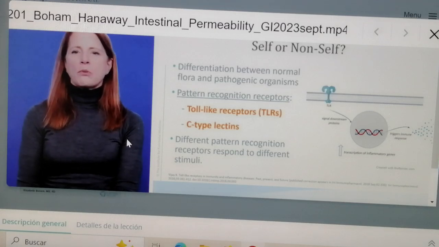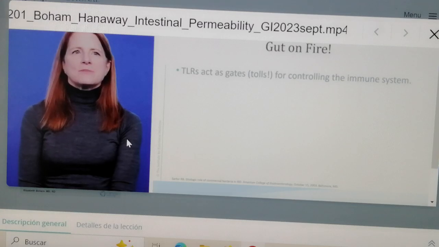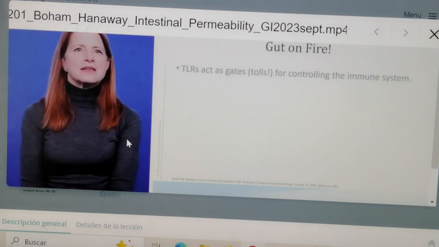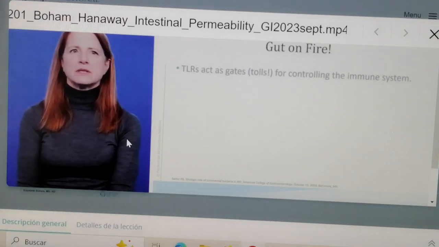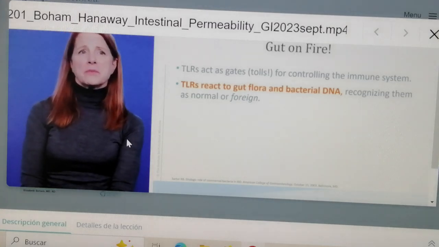And that's an important part of our immune system, of course. These toll-like receptors act like gates or tolls for controlling the immune system. And they can look at the bacteria in there and say, okay, is this normal or abnormal?